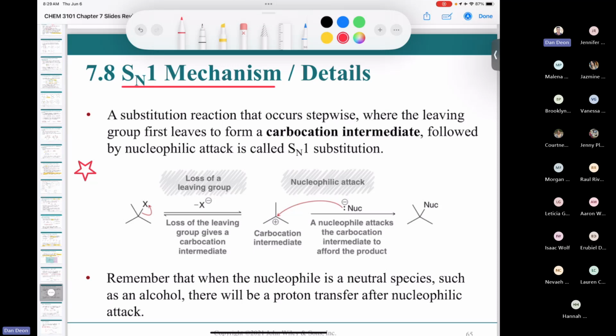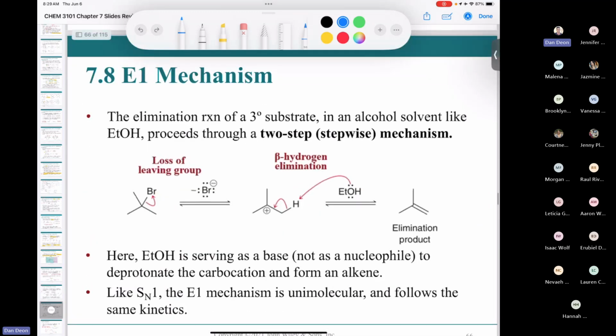Sorry, the formation of your carbocation followed by nucleophilic attack. So just remember, if you're wondering, where's the proton transfer? Where's that last step? Well, that depends on your nucleophile. If your nucleophile is a neutral species, like an alcohol, then you would need a third step. But if your nucleophile is negative, like it is here, then it's just a two-step process. So there you go, SN1.